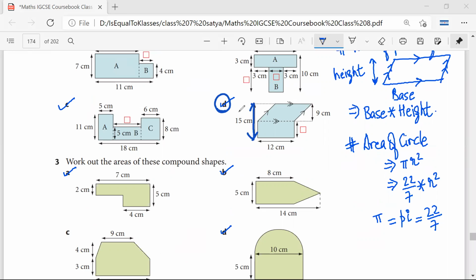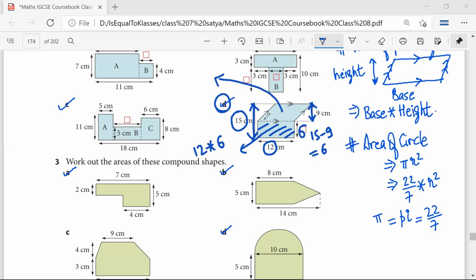First, I got the answer of the red box. So I subtracted 15 by 9. So I got 6. Okay, after this? Then I found the area of the rectangle below. So I did 12 into 6, which would be 72 centimeters square. Then I found the area of the upper part, which would be 9 into 12 centimeter, which would be 108 centimeters square.